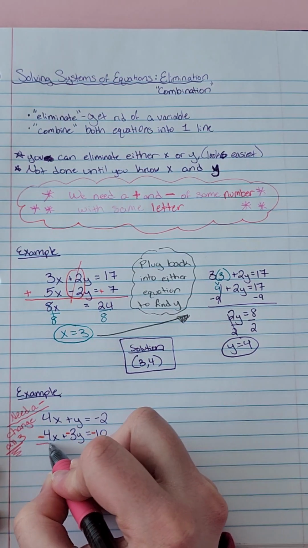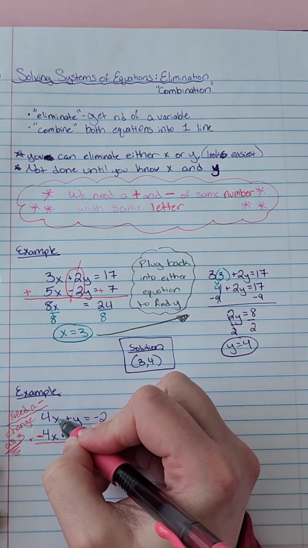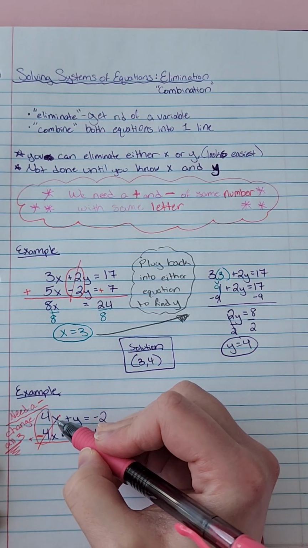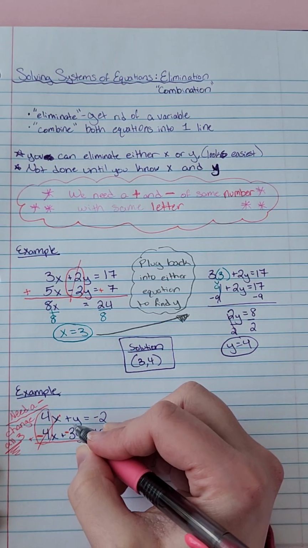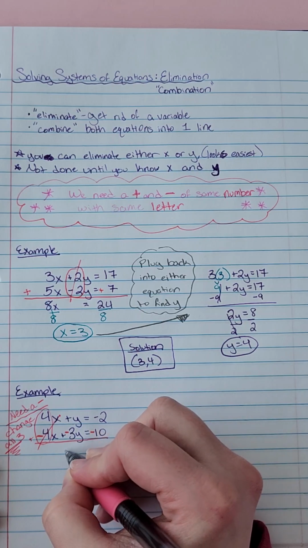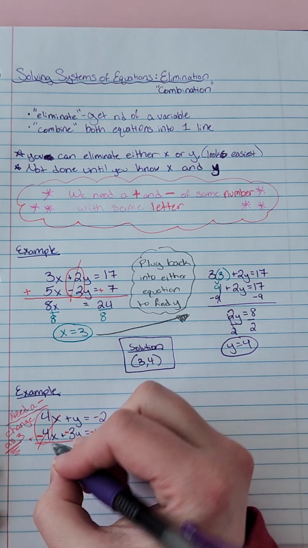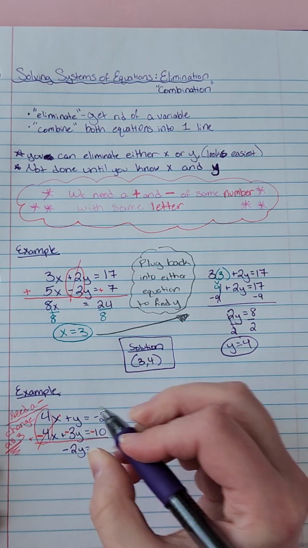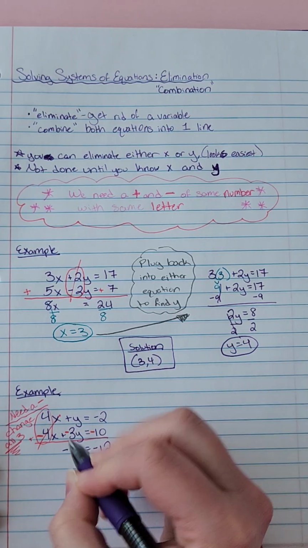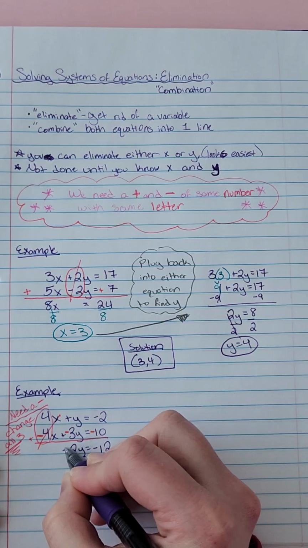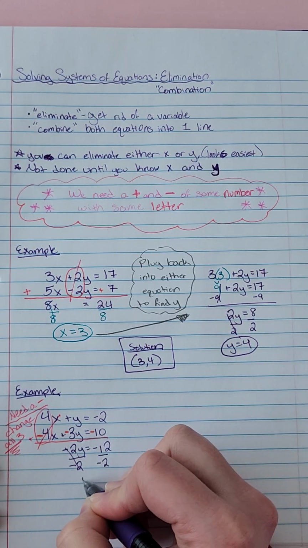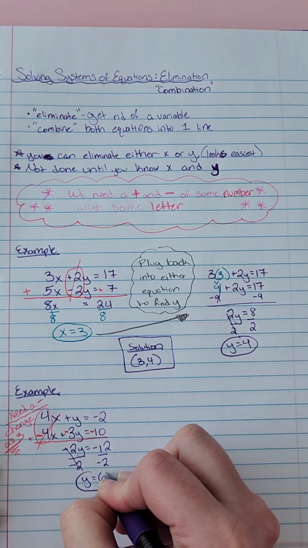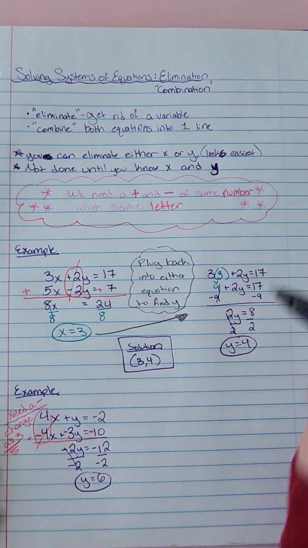This way, when I put these guys together, now my 4's will cancel. Positive 4x and a -4x. Positive 1y minus 3y's is going to be a -2y. -2 and a -10 put together is -12. And then I can divide here. y equals 6. Once again, I am not done until I know both my x and my y.